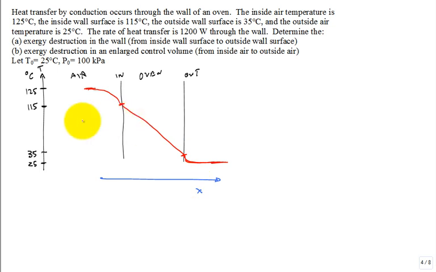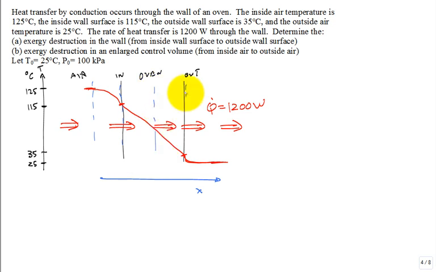The amount of heat transfer is steady throughout this system. I'm just trying to show it as a bunch of arrows. And Q dot, the rate of heat transfer, is always 1200 watts. No matter if I have a surface here, surface there, surface there. It's just a steady transfer from the inside air to the outside air through the wall of 1200 watts.